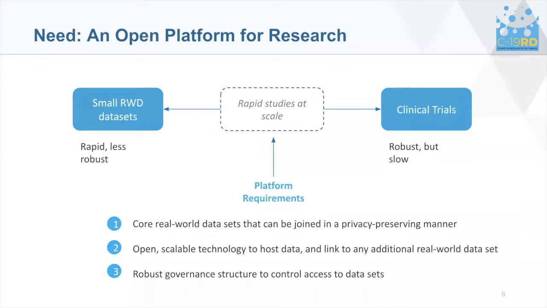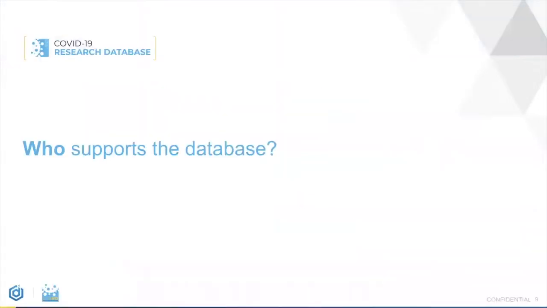So the idea was, how can we build a system that can scale with demand, that can host an enormous amount of data, and this was truly the table stakes, has a robust governance structure that can control access in a way that makes patient advocacy groups, the data source partners, everyone feel comfortable about scaled access to data.